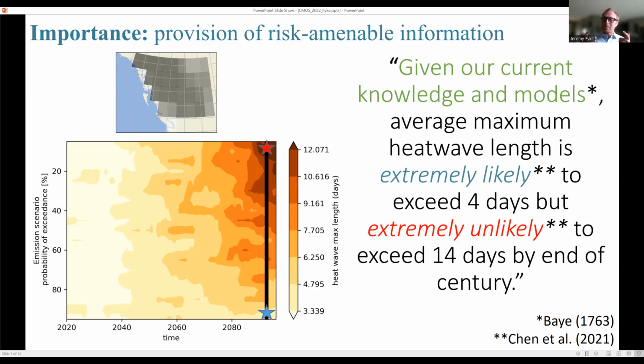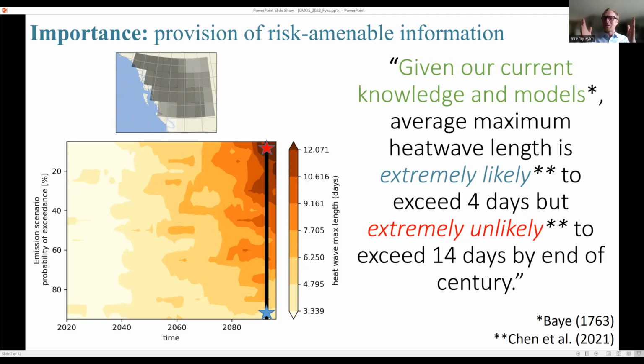This statement is not conditioned at all on any scenario. Emission uncertainty is explicitly folded into this statement through calibrated likelihood language. Extremely likely and extremely unlikely come from calibrated IPCC AR6 likelihood language, right? We don't need to provide users with scenarios now. It's built into the statement.